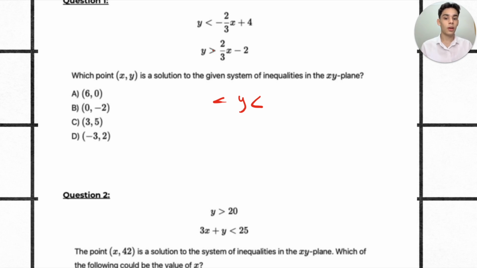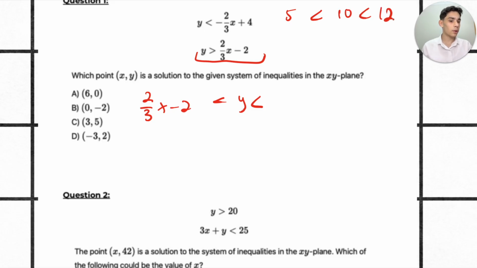So, y is greater than this, right? I will write this in the left part. It's the same thing, I'm not changing anything. It's as if saying 5 is less than 10 and 10 is less than 12. I'm doing the same exact thing right here. Okay, and we are also told that y is less than -2 over 3x plus 4. So I will write it in this part.